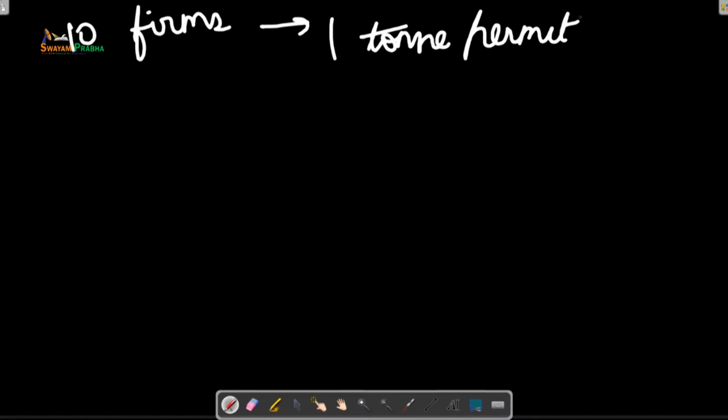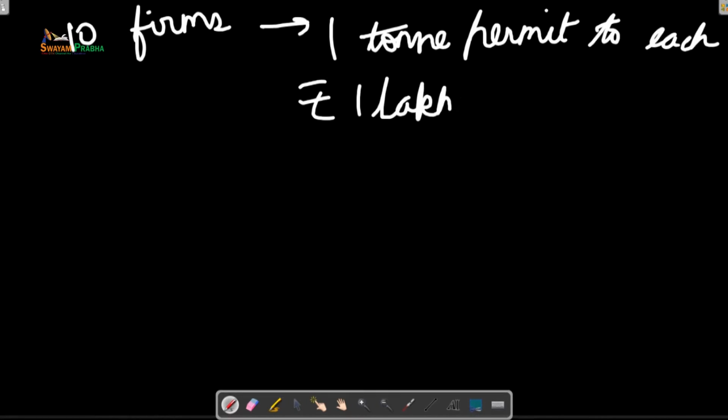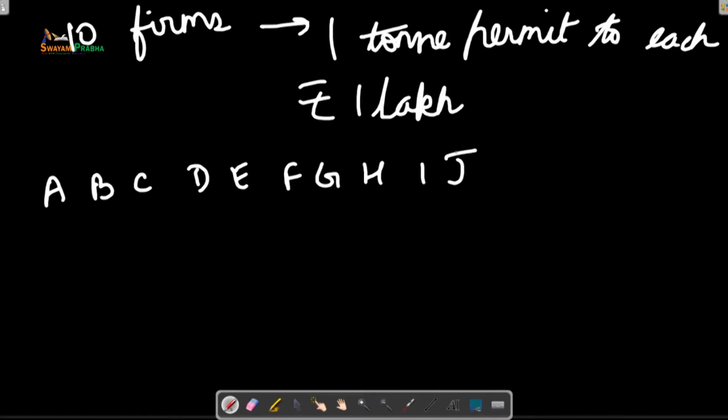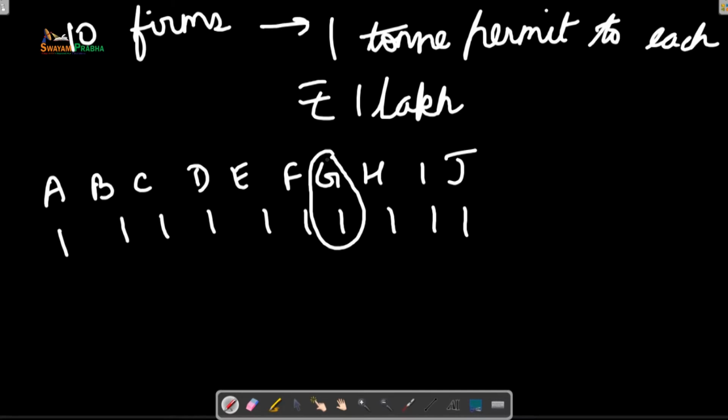permit to each. And suppose one permit is costing rupees 1 lakh. So we have these 10 firms A, B, C, D, E, F, H, I, J. So these are the 10 firms, and they all have the permit for 1 ton of carbon dioxide emission. But what now happens is that this firm G, it thinks that 1 ton of permit is not enough for me. Probably I would want to go for 1.5 tons.